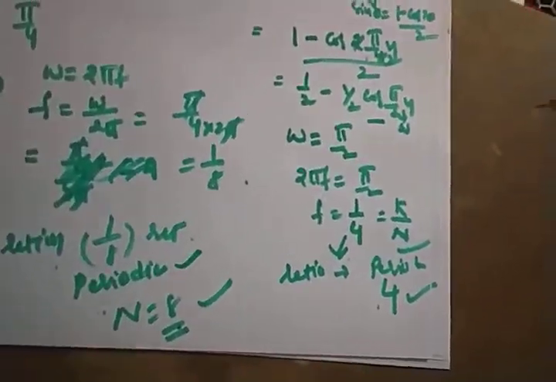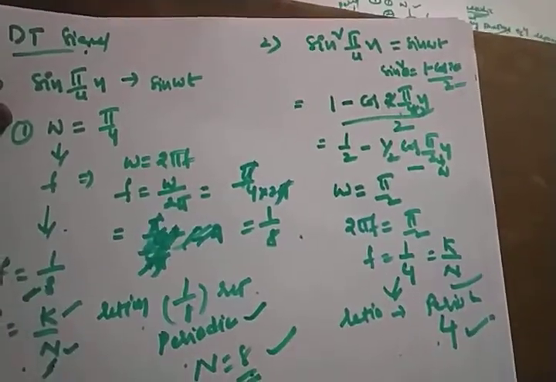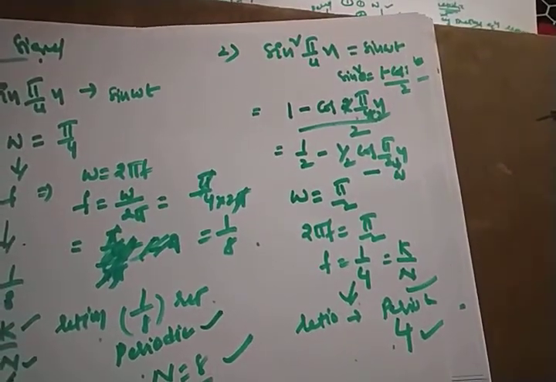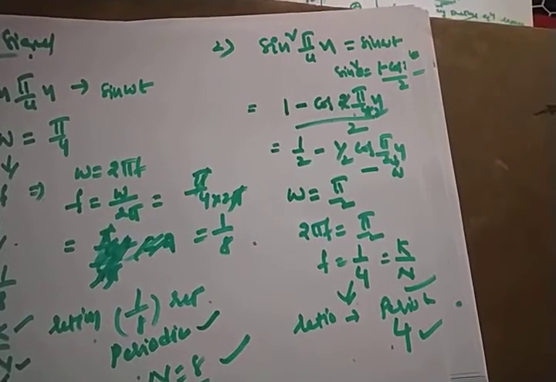So from this you will get (1 - cos 2θ)/2. With that you can find the omega value, substitute, and find the f value. From that you can calculate whether f is a rational number or an irrational number. With that you will tell whether the signal is periodic or aperiodic. If the signal is periodic, what is the time period? So f = k/N, where N is the period value.